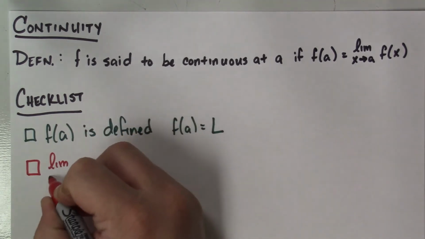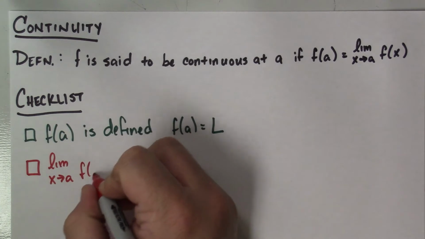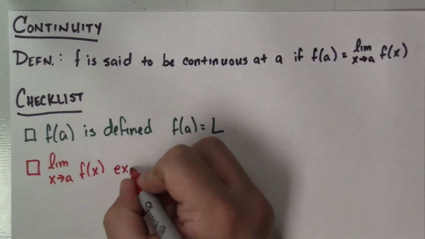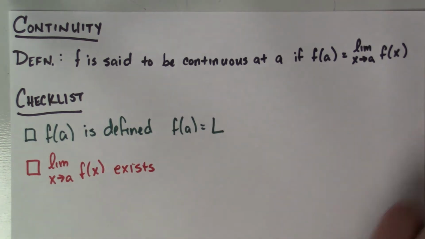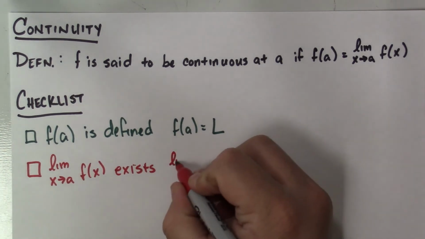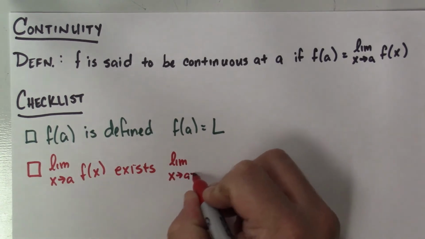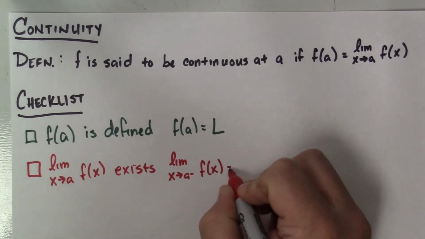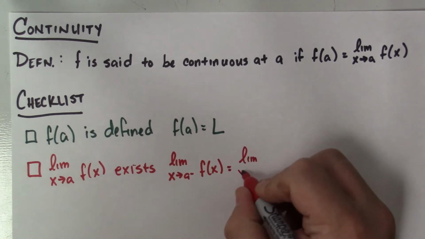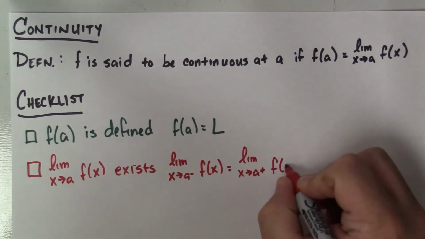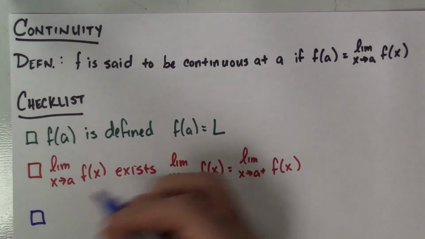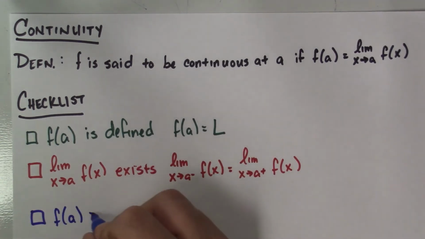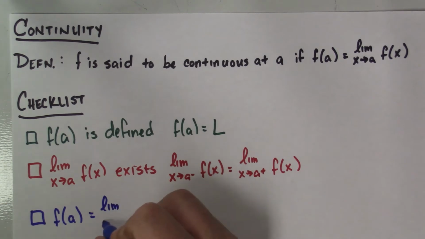Requirement 2, the limit as x goes to a of f of x exists, which is another way of saying the limit as x goes to a from the left is the same as the limit as x goes to a from the right. And that comes from our definition from section 2.2. And the last thing on our checklist is the definition itself, which is that f of a is that limit.